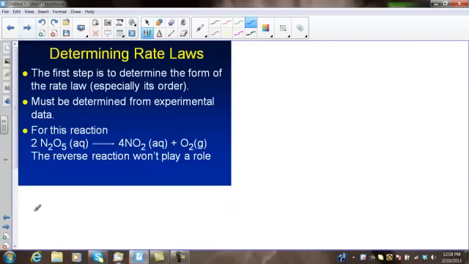Okay, let's review a little bit. Determining rate laws. The first step is to determine the form of the rate law, especially its order, as I just showed you how to do. This must be determined from experimental data. So looking at the following reaction, dinitrogen pentoxide yielding nitrogen dioxide plus oxygen gas.